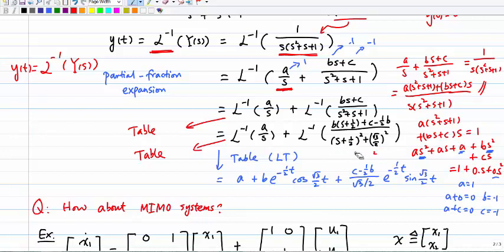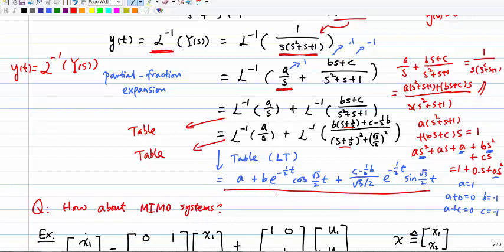The numerator has to be rewritten so that it has the same form, and then you have a constant somehow over here, okay? Once you have your table, you can figure out this is just A plus B negative e to the minus 1/2 t cosine of square root of 3 over 2 times t, plus C minus 1 over B square root of 3 over 2 times e. This will be your final solution.